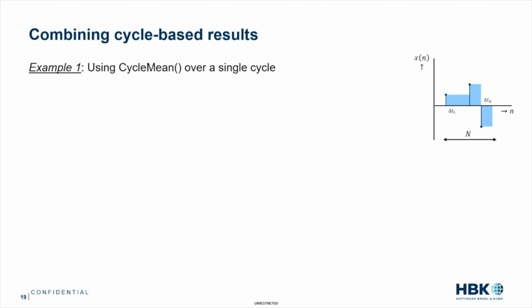So first we are going to talk about the cycle mean. So your processing block is a cycle mean, and for the sake of argument, we say that we are calculating the cycle mean over a single cycle. And in the picture to the right here, the first sample is the cycle mean over the first cycle, the second sample is the cycle mean over the second cycle, and the third sample is the cycle mean over the third cycle. So that is what we have. So this is our non-equidistant signal.